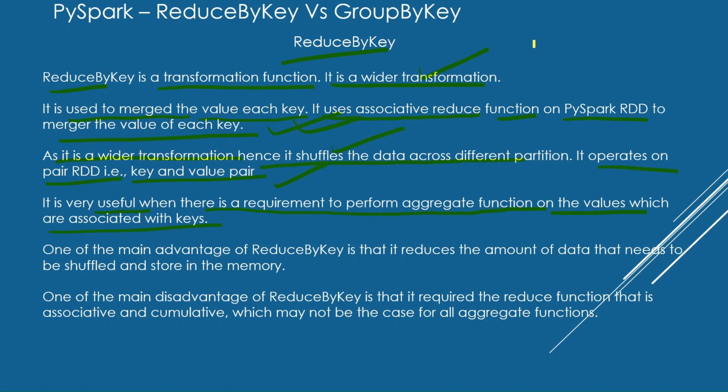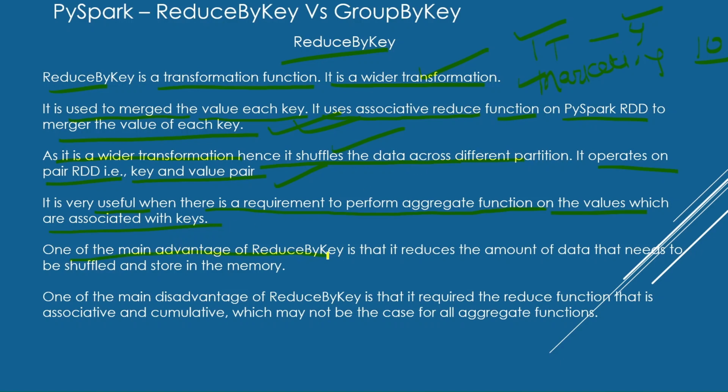Like, suppose IT is one key and the value is 4. Then marketing, the value is 10. So this is the key and this is the associated value of IT. This is marketing, and this is the associated value of that key. So if you want to do any kind of aggregate function over the values which are associated with a key, then we can use the reduceByKey function. Aggregation could be mean, max, count, sum, like this.